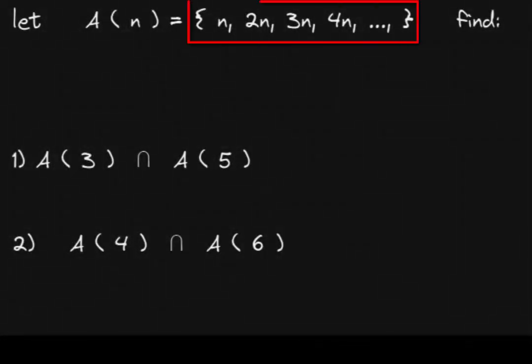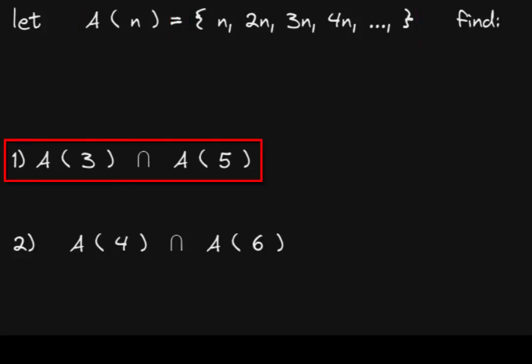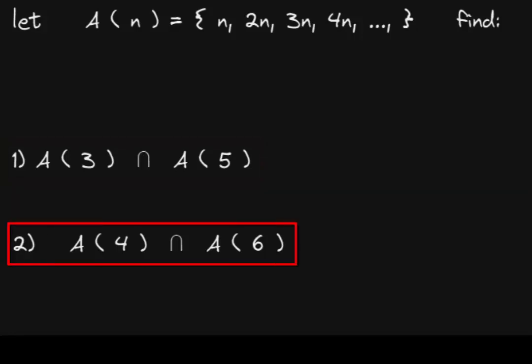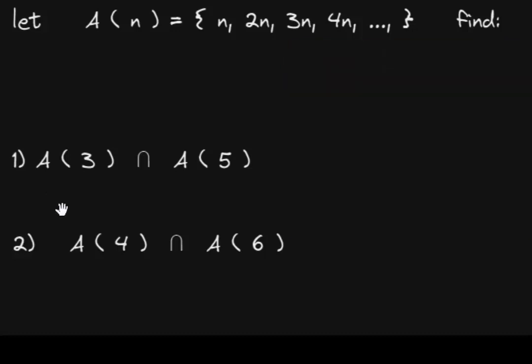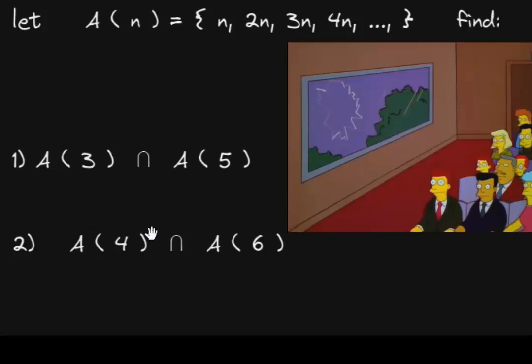Next question. Given the resulting set from a function of n, find the intersection when n equals 3 and when n equals 5. In the same way, find the intersection between them when n equals 4 and when n equals 6. We cannot list all the natural numbers here. Just evaluate the first 10 numbers and see what we can conclude.